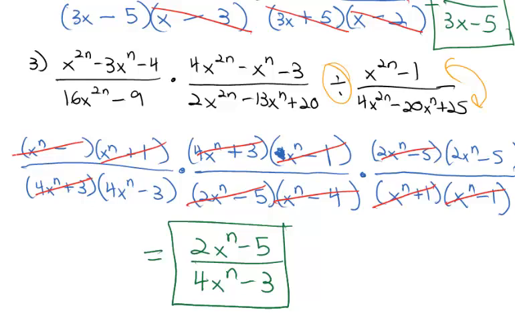So multiplying and dividing fractions, not too bad. Factor it and divide out your common factors, but never, ever, never cancel terms. Always divide out factors. Factors are multiplied, terms are added.